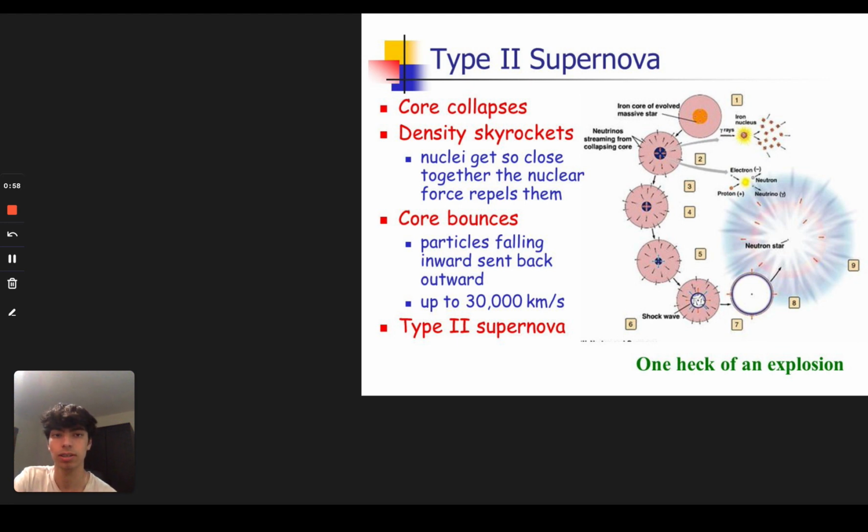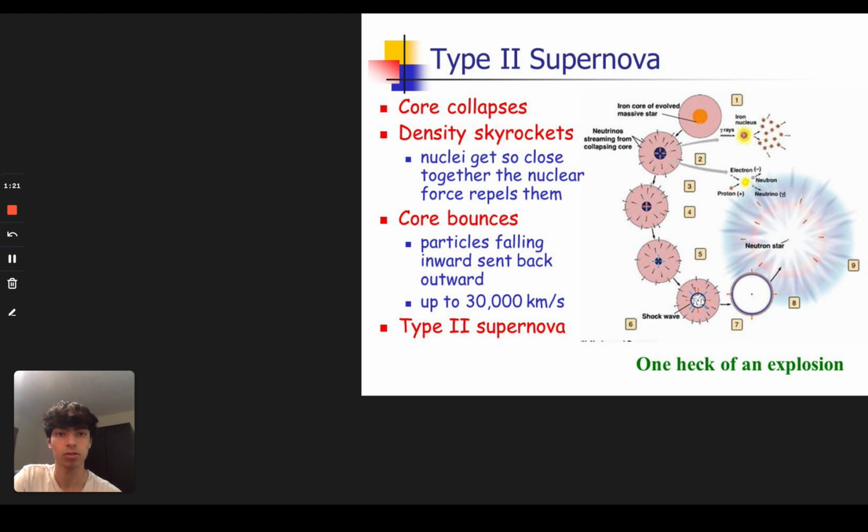So for a type II supernova to happen, we need to have a supergiant star, which means that we need it to be at least 8 times more massive than our sun. We'll talk more about it, but the mass is important for what the result of the supernova is.